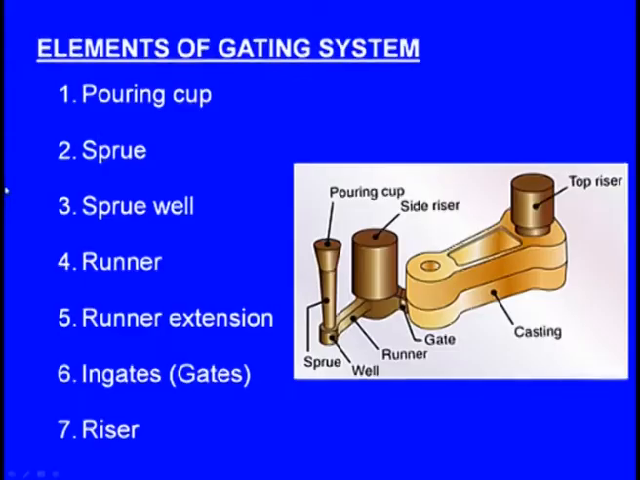In the previous lecture, we have seen the meaning of the gating system. Gating system refers to all the sections through which the molten metal passes while entering into the mould cavity. We have also seen that these are the elements of the gating system: one is the pouring cup, sprue, next the sprue well, next the runner, runner extension, ingates, these are also known as the gates, and finally the riser. So, we have seen the significance of different elements of the gating system.